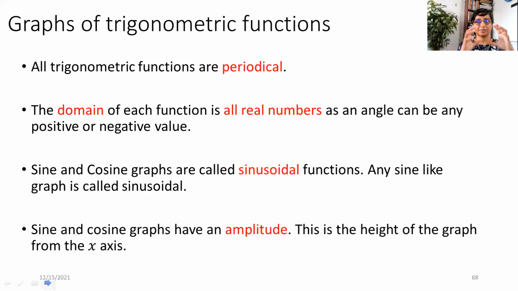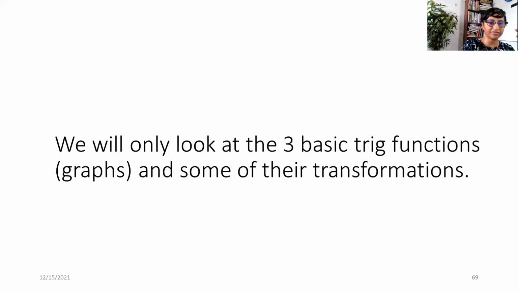And sine and cos graphs, not the tan, sine and cos graphs, they are waving graphs. So they have a height, right? And we define what is called the amplitude of the graph. That is the height from the x-axis. Now, when we see the graph, I will take you to the graphs, and we are going to only look at the basic three: sine, cos, tan graphs, not the reciprocal graphs, cosec, sec and cot.